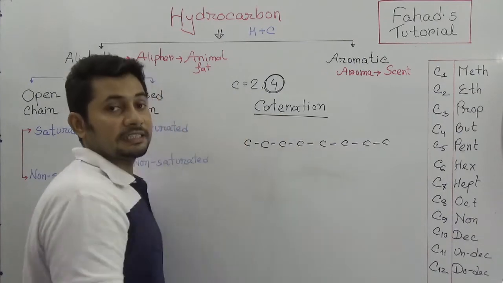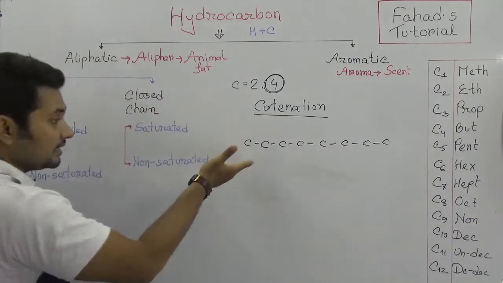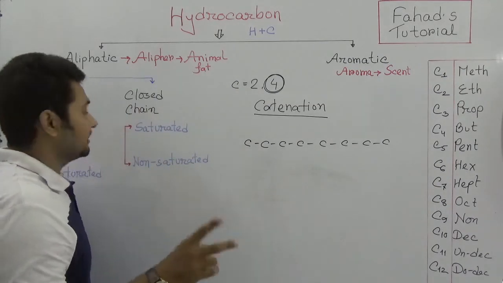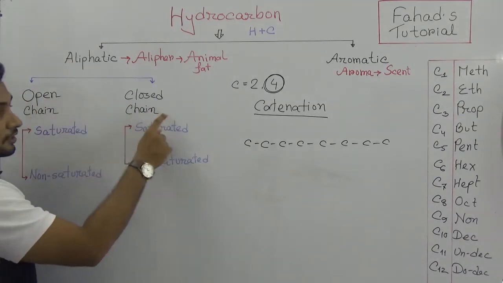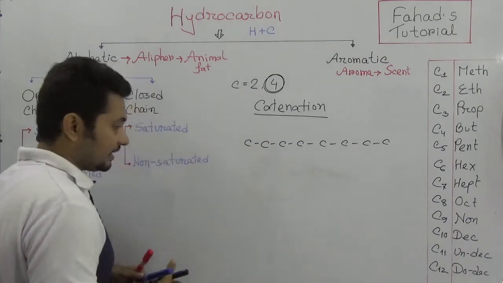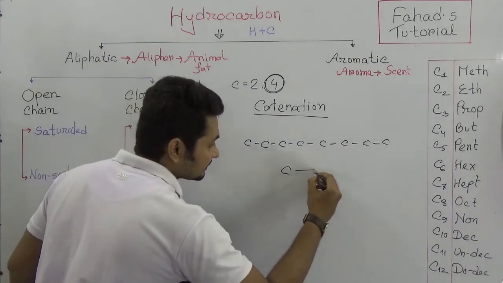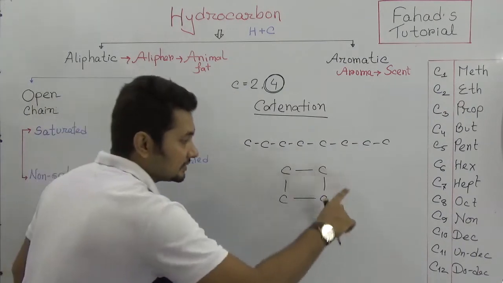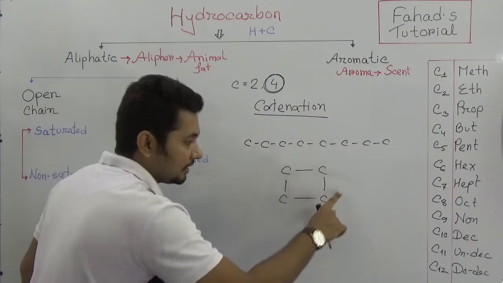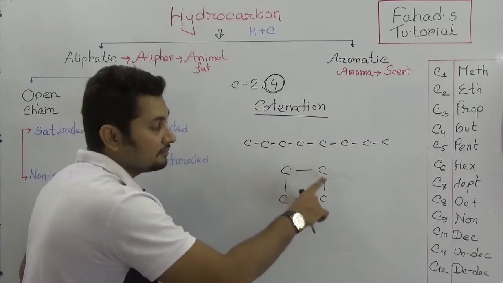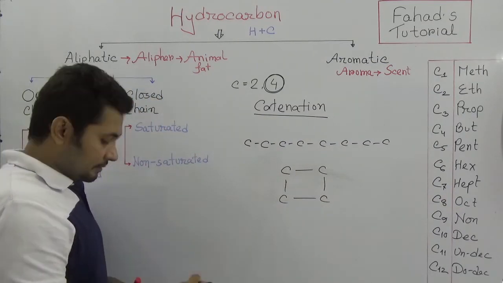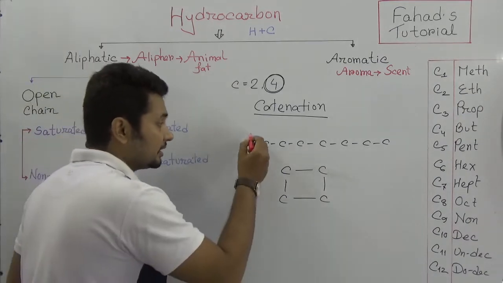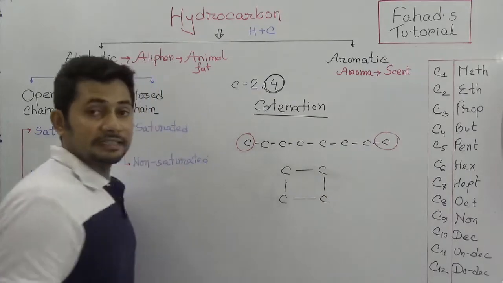So due to this catenation, the chains are like this, and two types of chains are there, that is open chain and closed chain. If the carbons look like this, then we can say that this is a cyclic order. All carbons are attached together, but there is no terminal carbon. But here you see this is an open chain because there are two terminal carbons which are not connected.